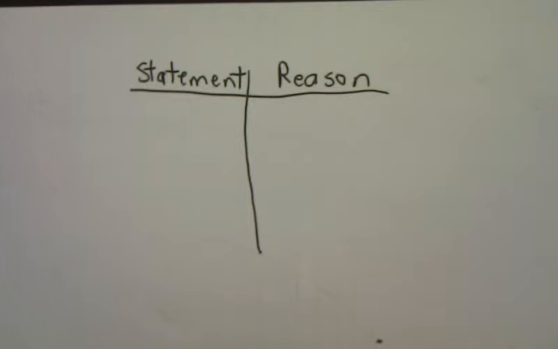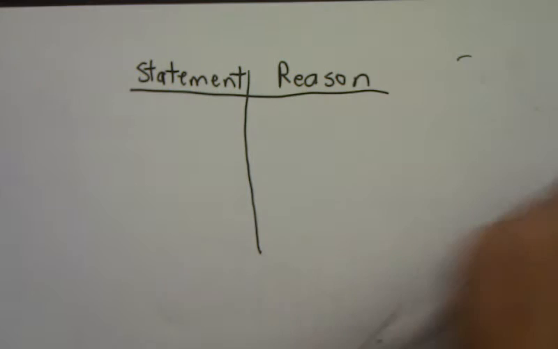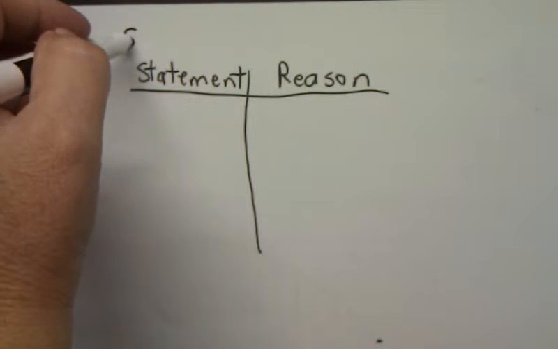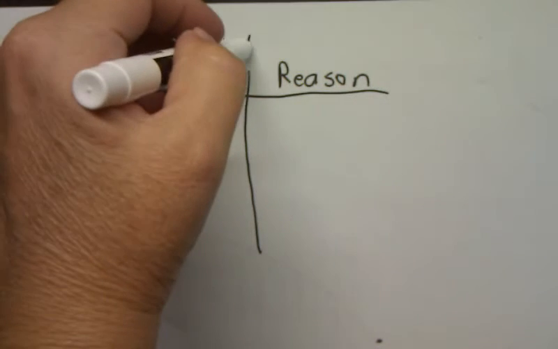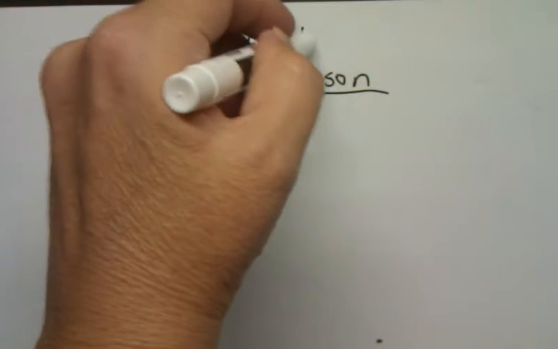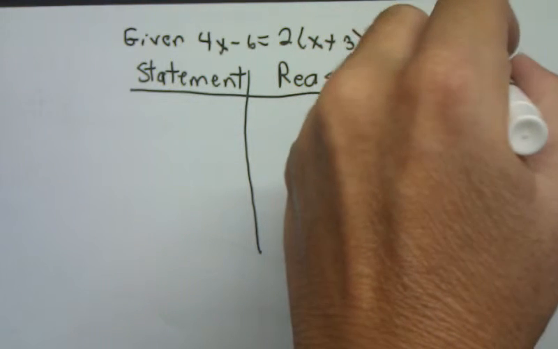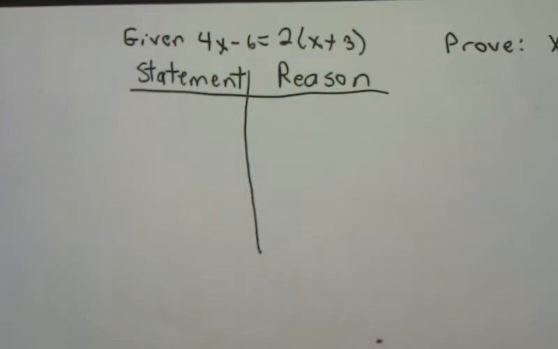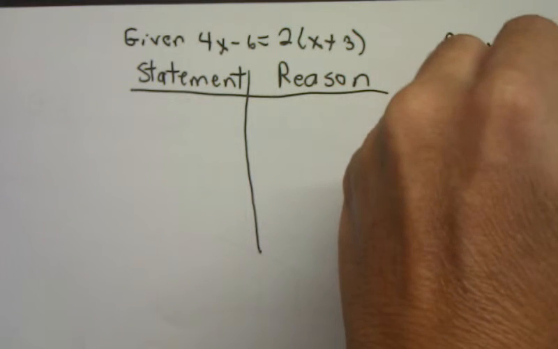Let's say I have given, I don't know if I have room to write it up here or not. I should have written it first. Given: 4x minus 6 equals 2 times (x plus 3). Let's say this is given, and it wants me to prove that x equals 6. I wrote that over too far. Prove that x equals 6.